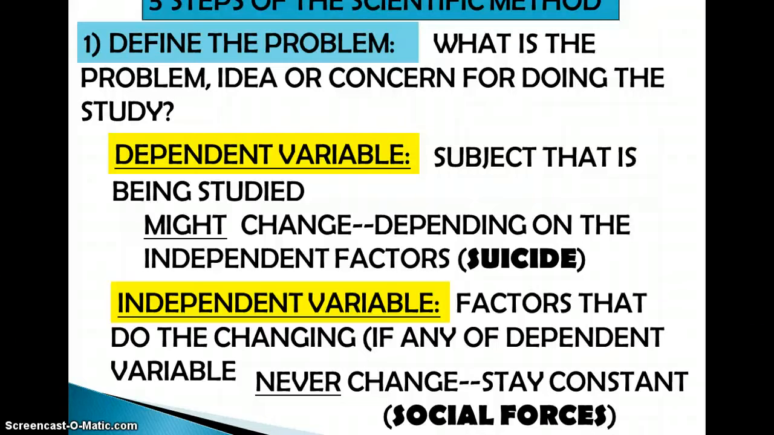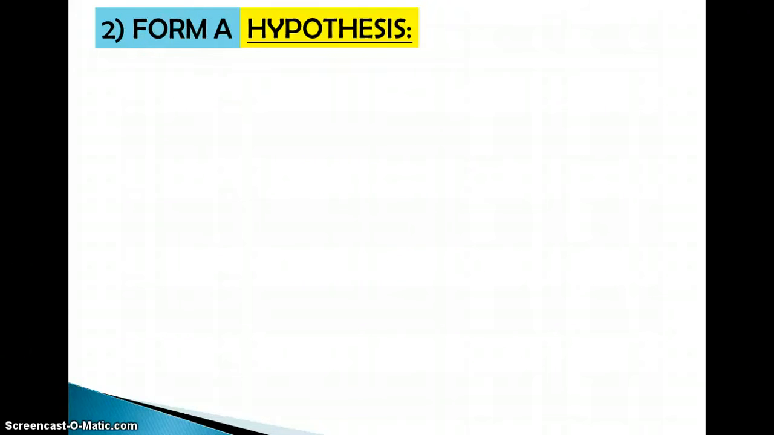So social forces that Durkheim used were: were they married or not? Were they religious or not? Were they involved in the military or not? Socioeconomic status, those sorts of things were his social forces that he was looking at to see if they changed the rate of suicide.